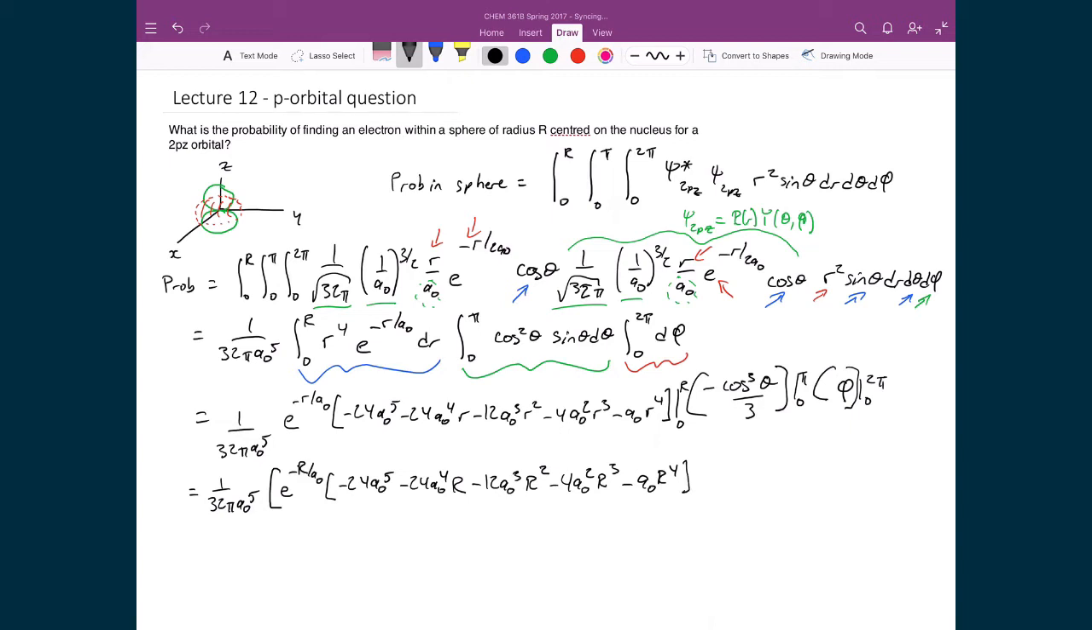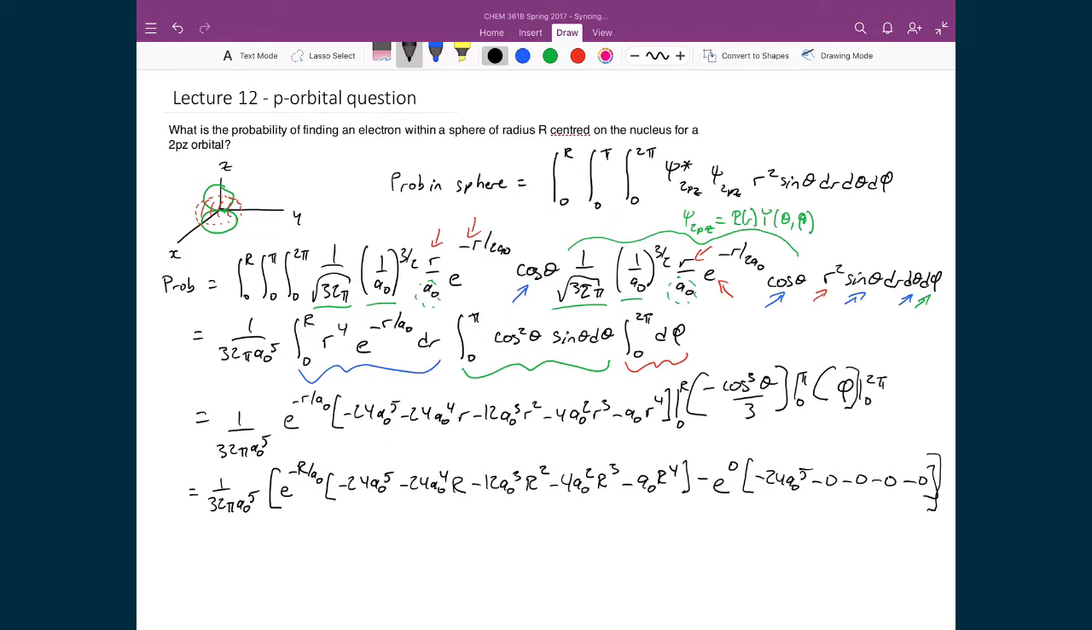And from that, we're going to subtract off e to the power of 0 times minus 24 a naught raised to the power of 5 minus 0 minus 0 minus 0 minus 0. Because these other four terms, they're just multiplied by some function of r, which is going to be 0 in all those cases.